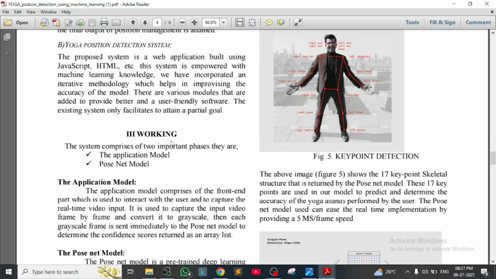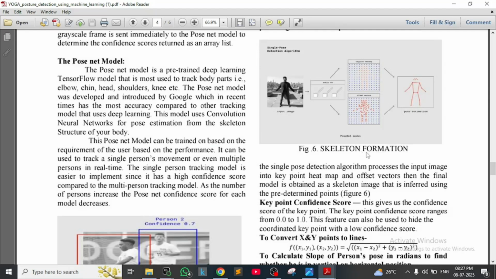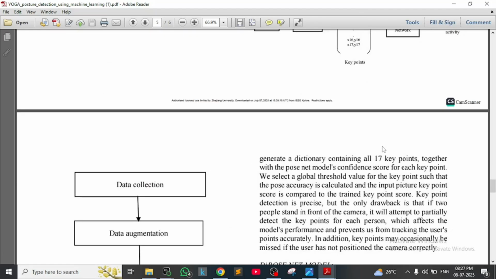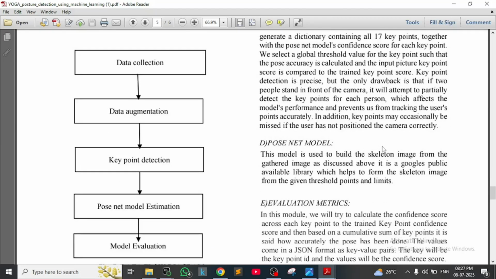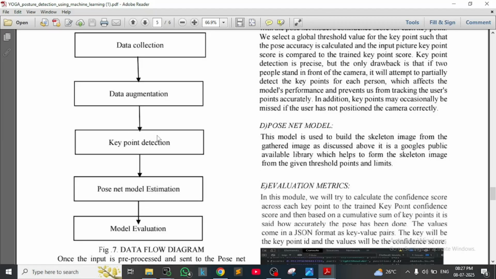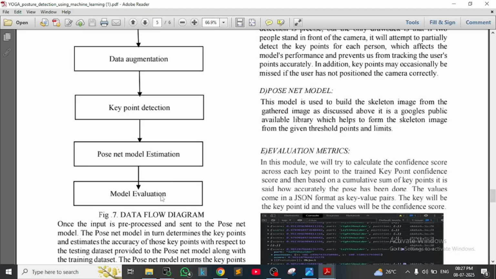They worked on the application of the model and the ForceNet model: key points detection, skeleton formation, and confidence score. They did the data collection, then data augmentation, key point detection, ForceNet model estimation, and model evaluation.